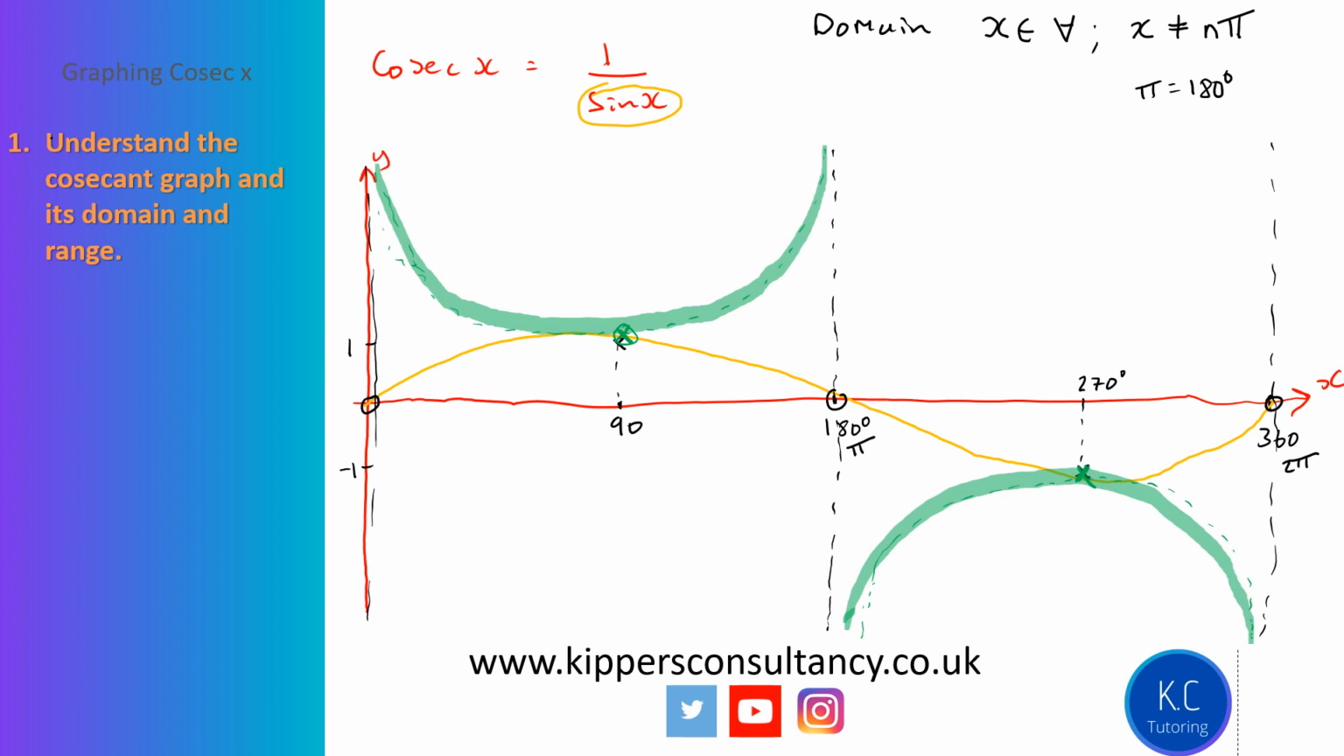So what is the range of cosec x? Well, the range of cosec x is going to be y is greater than or equal to 1, or y is less than or equal to -1. And that's how we draw cosec x, and that's the domain and the range of that function.